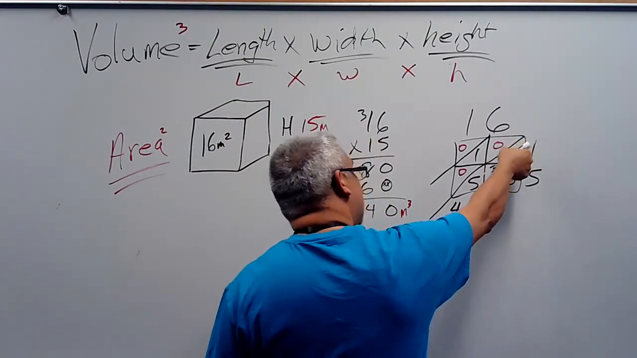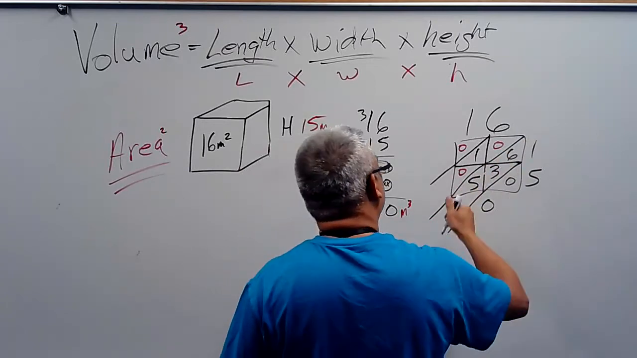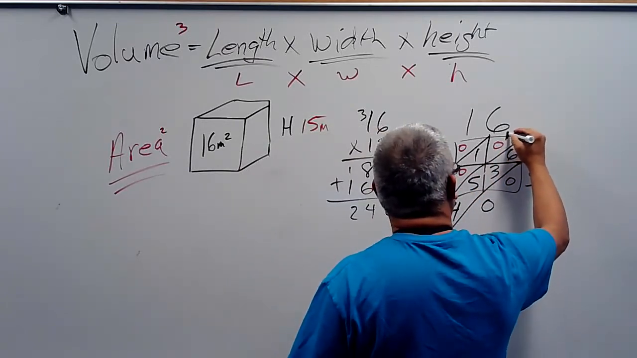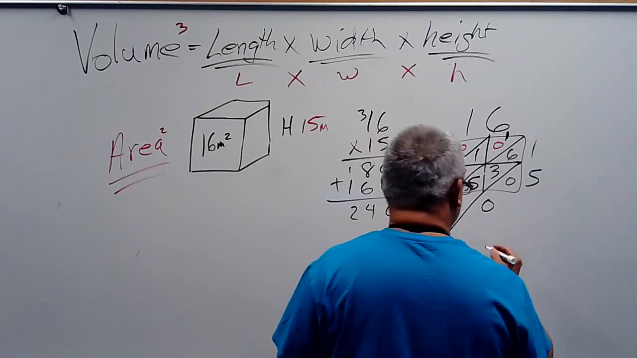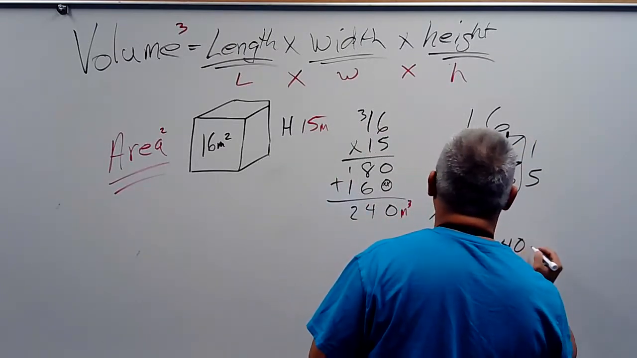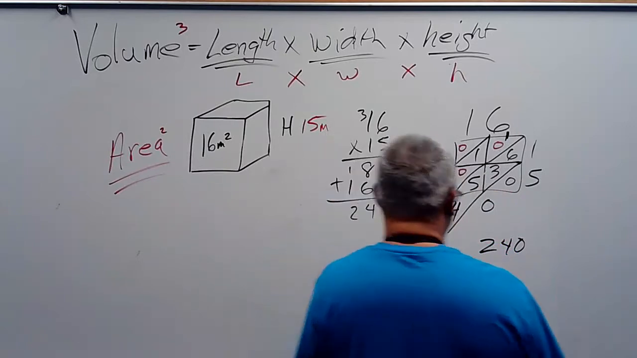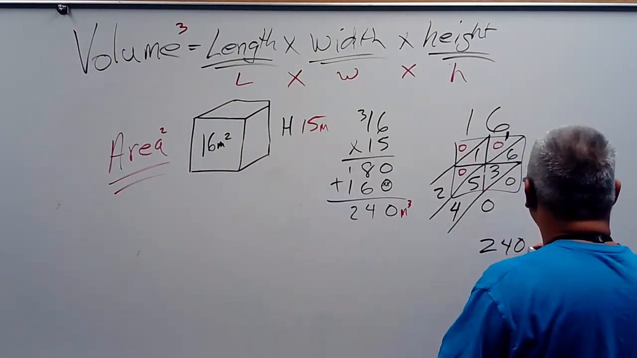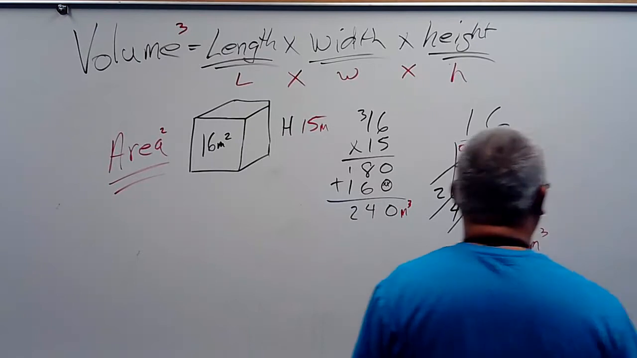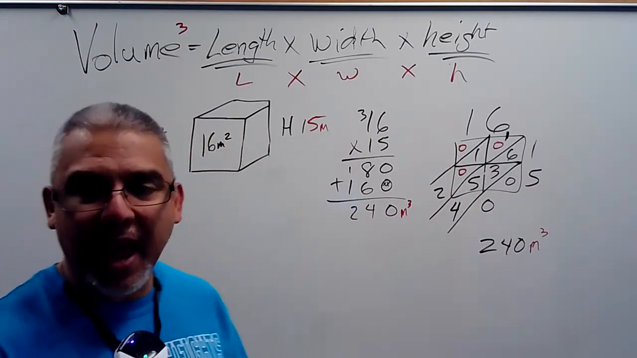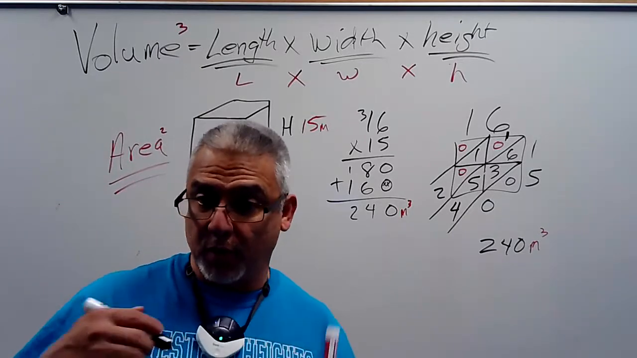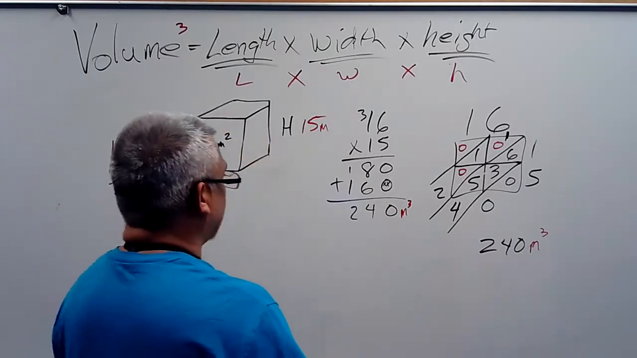Now, if we did this strip right here, then that means this 1 has to go over here. 1 and 1 is 2. So, 240 m to the itty bitty 3. Now, if you got that, you're like, yay! All right, but there's that one step further thing that I'm trying to get people to see.